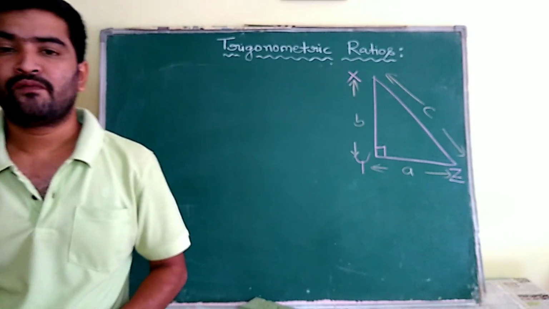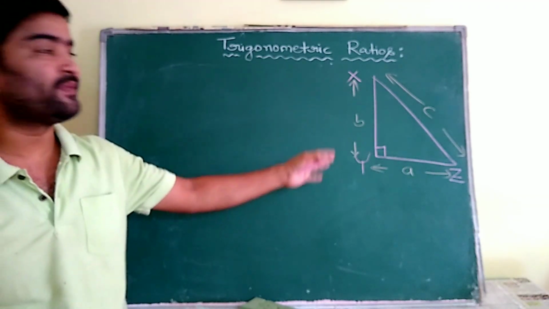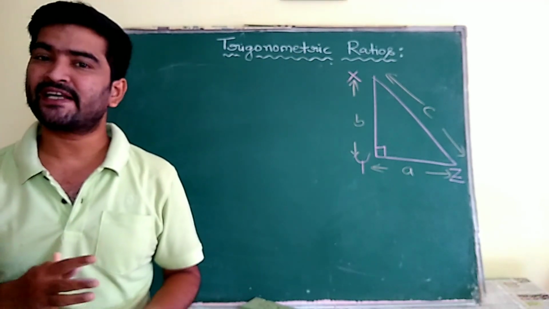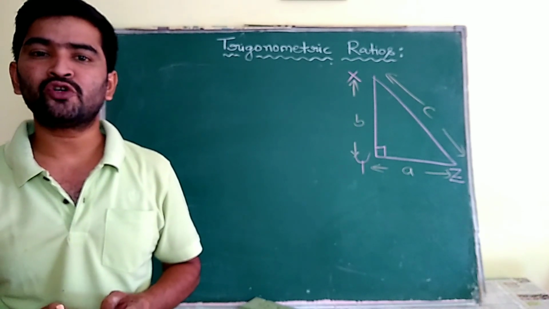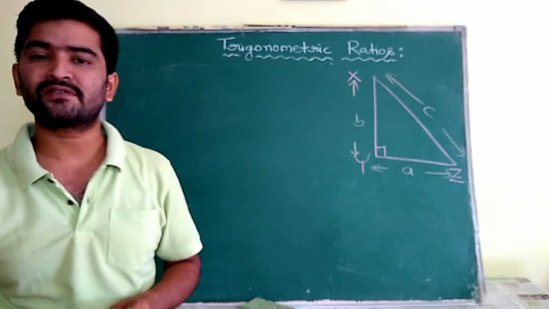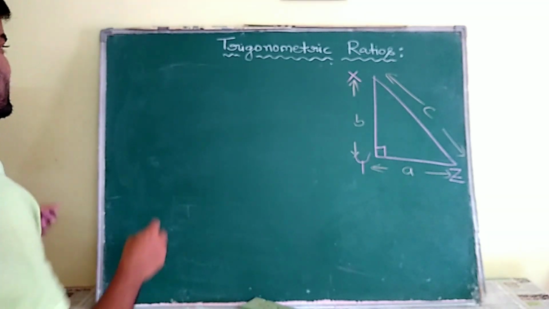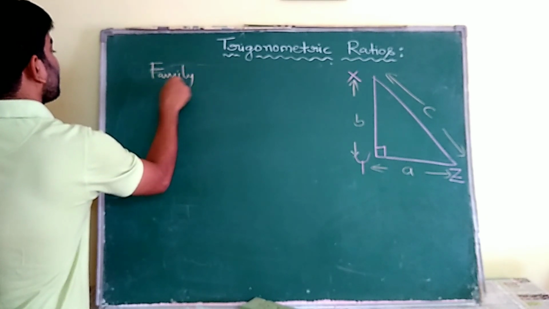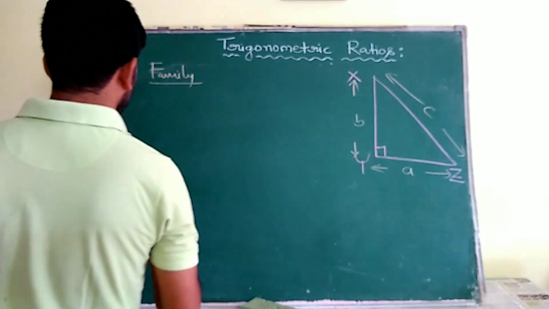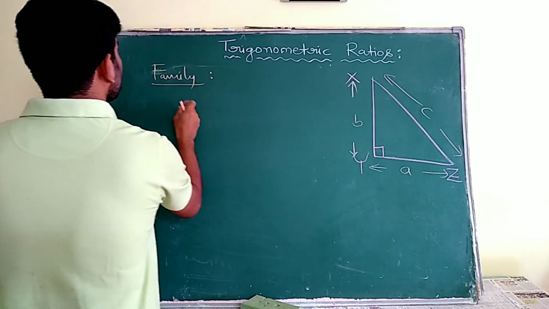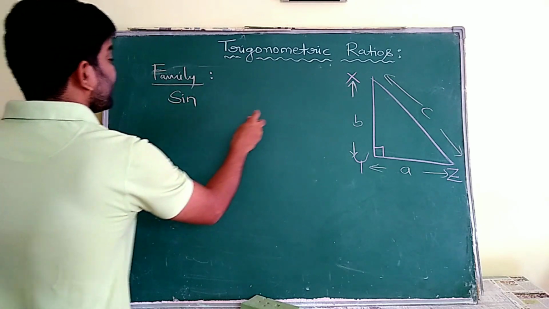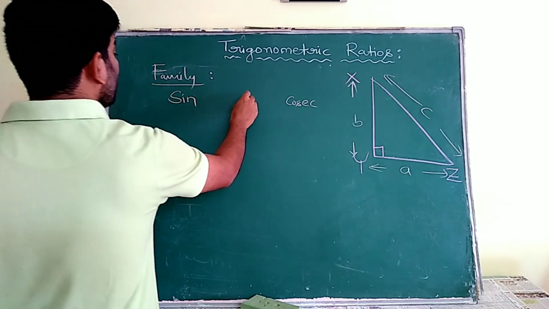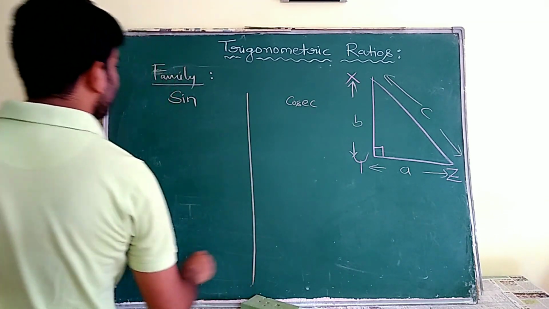Okay, ma'am. Now we are going to discuss all the 6 trigonometric ratios in the triangle XYZ. As we discussed these trigonometric ratios as families, again we are going to write all those 6 trigonometric ratios family wise only, ma'am. The first family is sin, cosecant. Here we are going to write these values. First family it is.